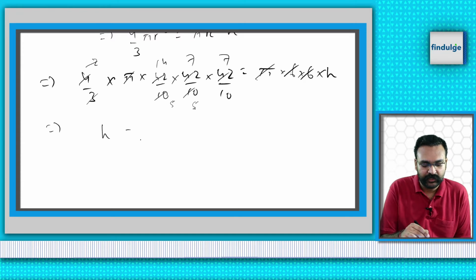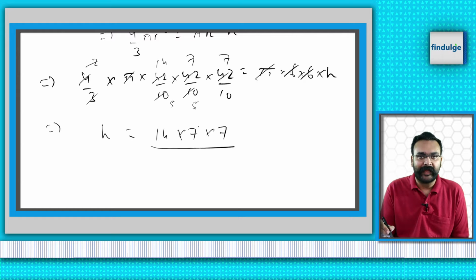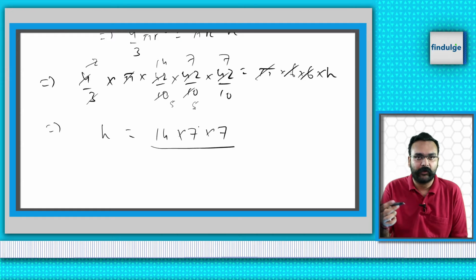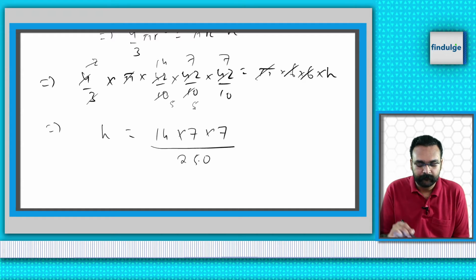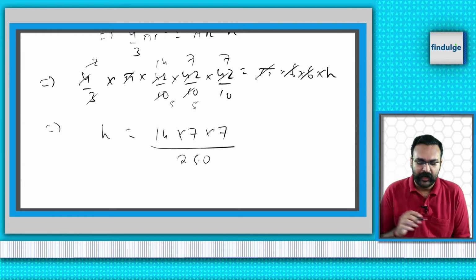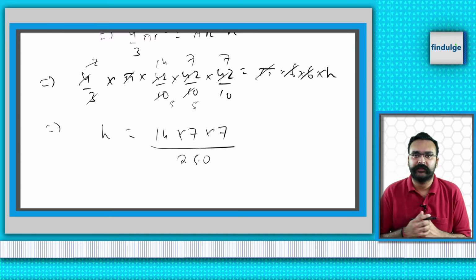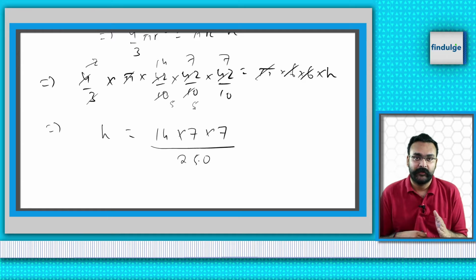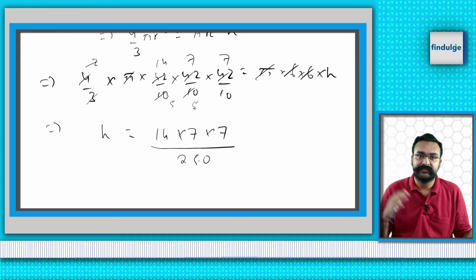So we get that h is equal to, all of these have gone away, I'm left with 14 into 7 into 7 divided by 5 into 5 into 10, or 50 into 5, 25 into 10, however you want to do it, 250. And you will just proceed to calculate this value and get to your answer. I'm going to leave it in this stage because you can calculate it for yourself. So whenever you get a transformation of solids question, it's a simple process. The volume of the initial solid is equal to the volume of the final solid.